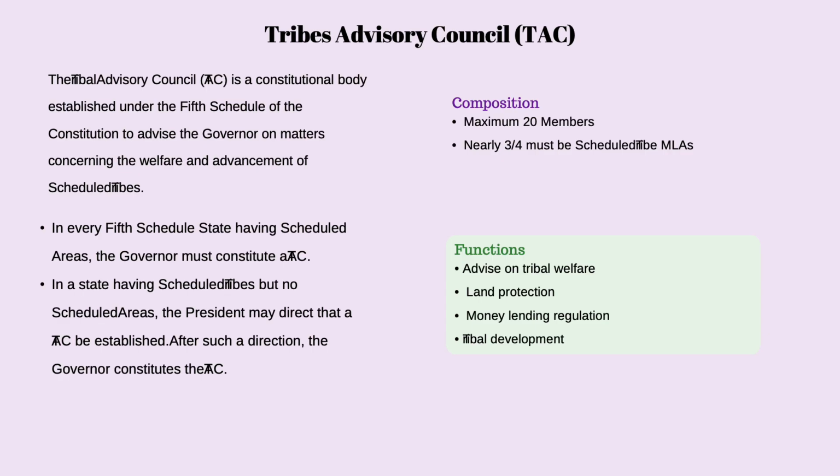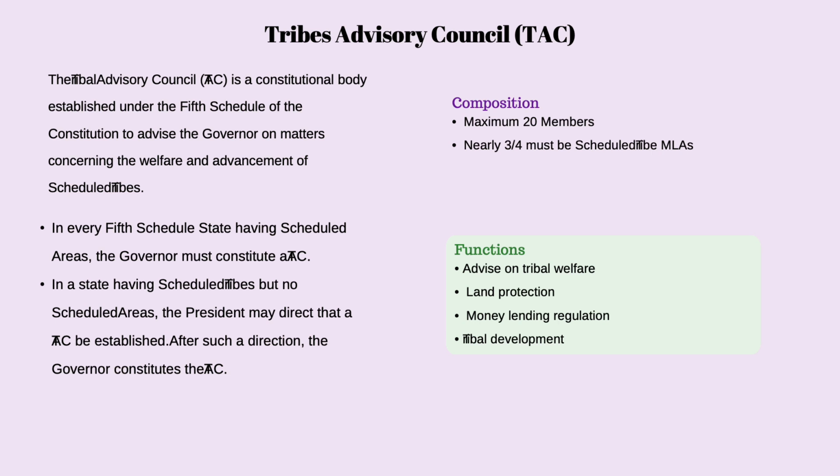So as you can see, the Tribal Advisory Council is a constitutional body established under the fifth schedule of the Constitution to advise the governor on matters concerning the welfare and advancement of scheduled tribes. To advise, okay? It is not binding on the governor to accept the advice given to him by the Tribal Advisory Council. The Tribal Advisory Council, as the name suggests, is just advisory in nature. So in fifth schedule states the union protects them, but it is up to the union to do whatever it wants. It doesn't give much power to the Tribal Advisory Council. So these 10 schedule areas have very little power compared to the tribal areas within the Northeast India.